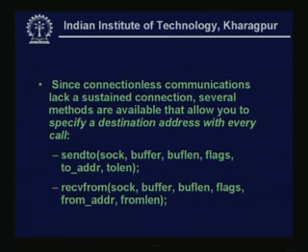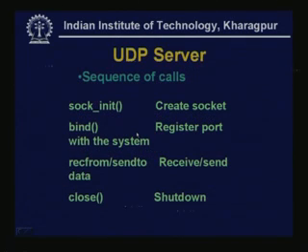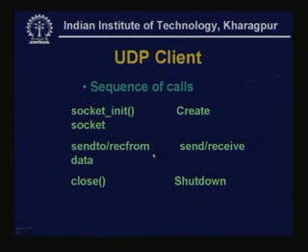Since connectionless communications lack a sustained connection, several methods are available that allow you to specify a destination address with every call. That means sendto, sock, buffer, and then there are a whole lot of parameters; let me not go into the details of these, you can always look them up in the manual. So, there is a way to specify a destination address with every call. For a UDP server, the sequence of calls is the following: you create a socket, you register the port, that is the binding, we use the bind command, then receive or send, and then shut down. So, this is somewhat simpler than the TCP server, and then there is the UDP client, where you create a socket, you send or receive and then you shut down.